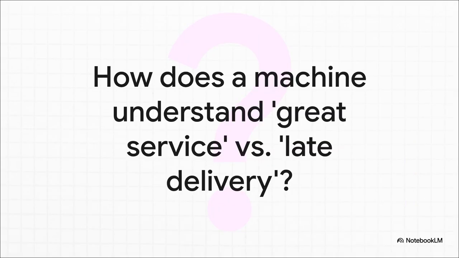At the end of the day, it all boils down to this. For a computer, phrases like "great service" and "late delivery" are just a jumble of letters. They're totally meaningless. So how in the world does it learn to grasp the huge difference in what they mean? Well, the secret is all about translation. We have to convert our language into the one that machines are fluent in, the language of numbers.